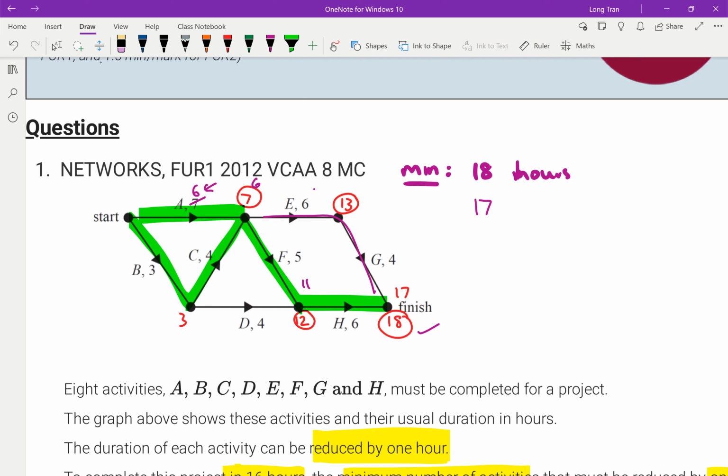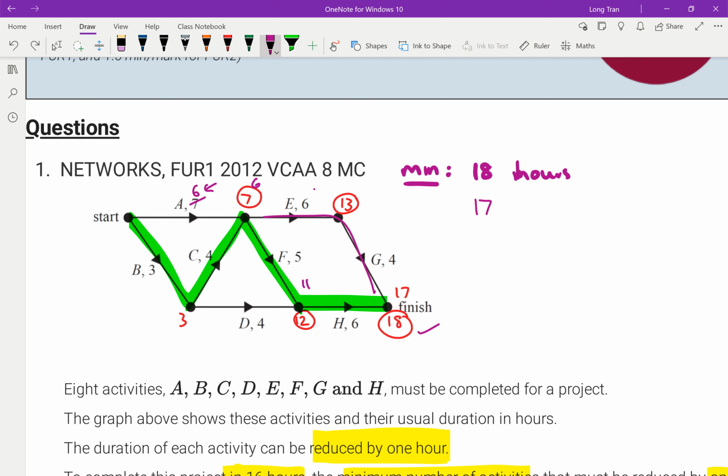Because then that means A doesn't become a critical path anymore. It becomes 3 plus 4 is 7. 7 plus 5 is 12. 12 plus 6 is 18. So because of that, if I reduce A, it means I have to reduce either B or C.